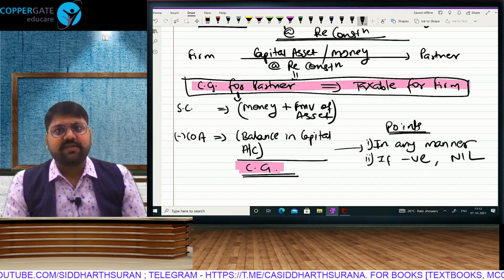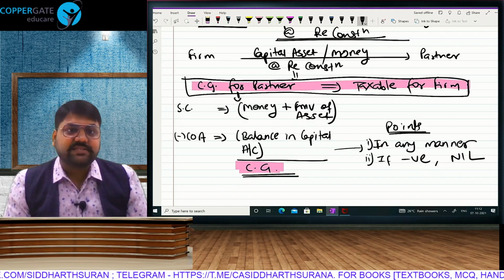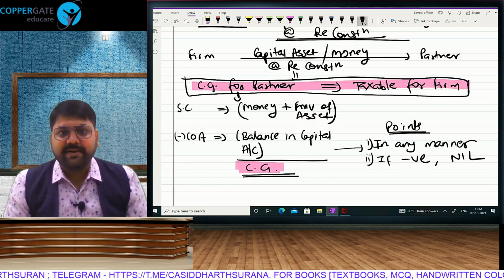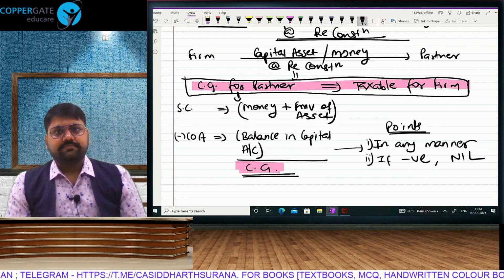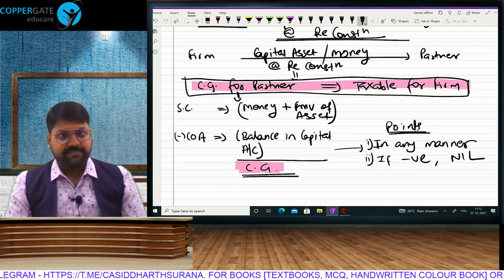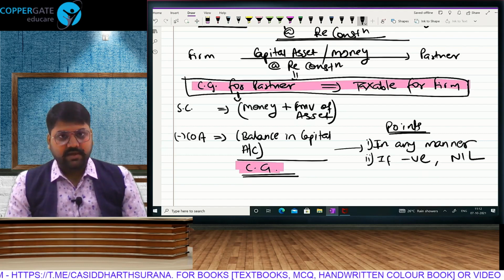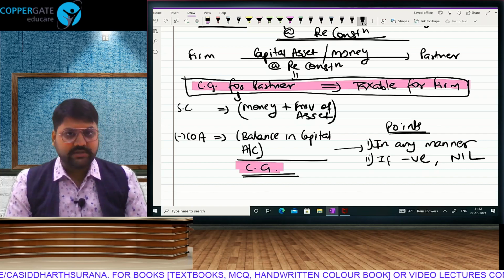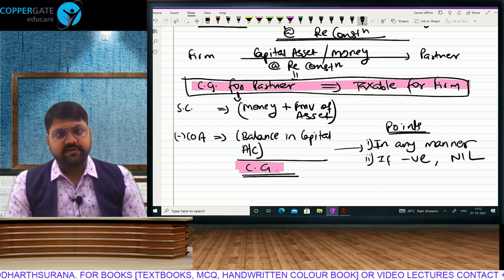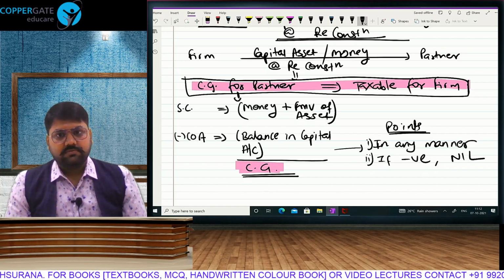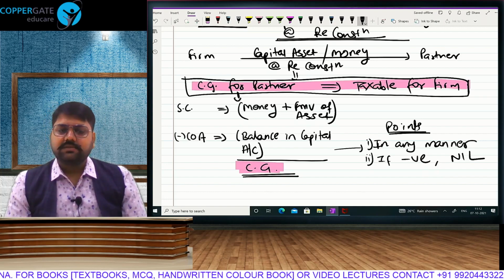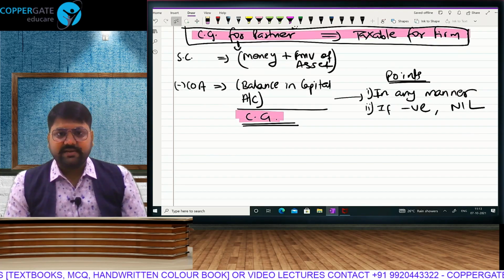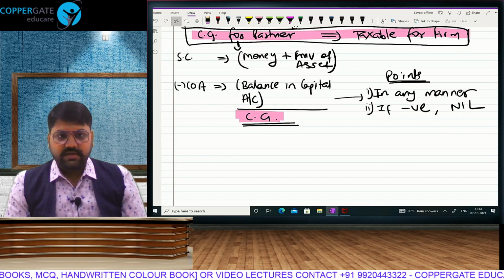There is no concept of giving loss benefit to the firm. If there is gain to the partner, we will take tax, but not from the partner. Who will pay tax on behalf of the partner? Firm will pay tax on behalf of the partner. Okay? And if it is a loss, if it is a negative amount, then what will we do? Take it as 0. Is that clear?